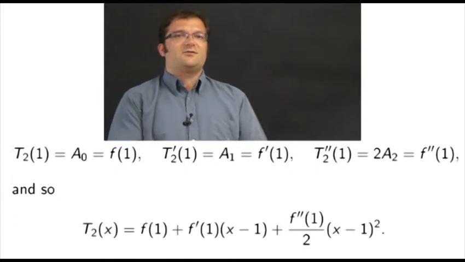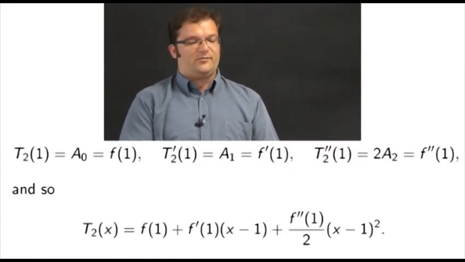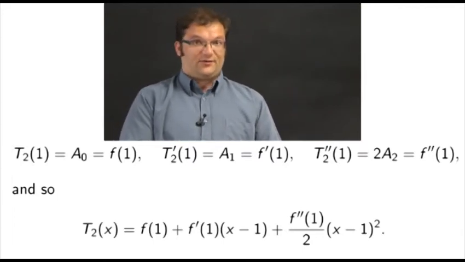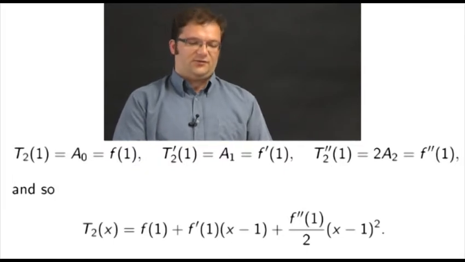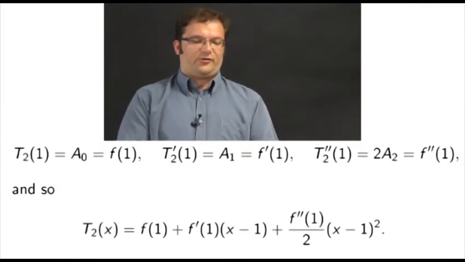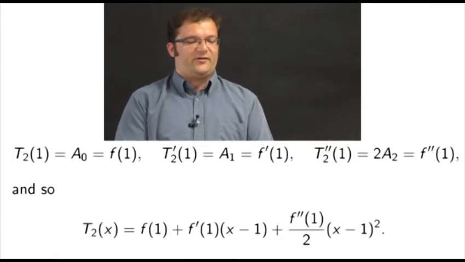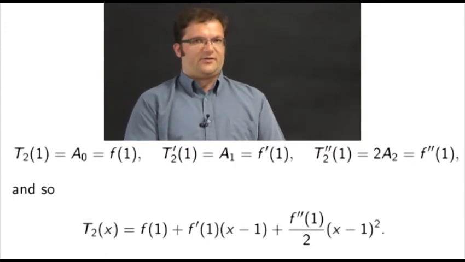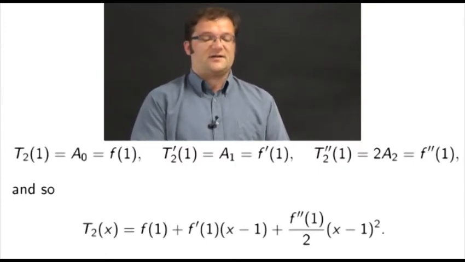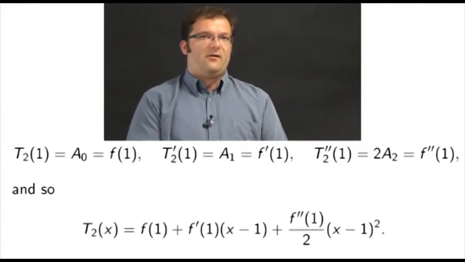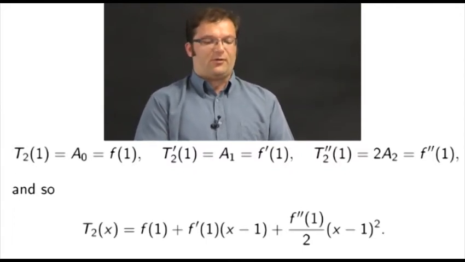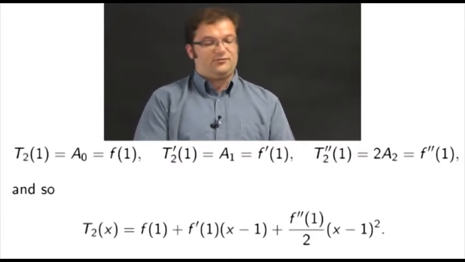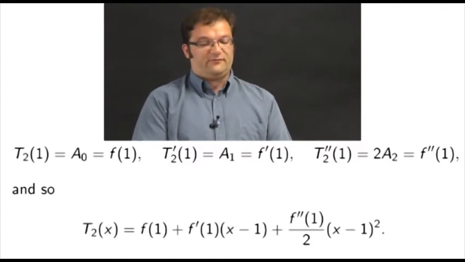And now we have an additional equation because we have an x squared term in our polynomial. We want the second derivative of t2 to be the same as the second derivative of f. If we differentiate t2 twice, the first two terms go away because they don't have any x squared terms in them. If we look at the third term, a2 times (x minus 1) squared, if we differentiate it once, then we get 2 times a2 times (x minus 1). If we differentiate it again, we just get 2 times a2. And we want this to be equal to the second derivative of the function f at x equals 1. So 2 times a2 is f double prime at 1.